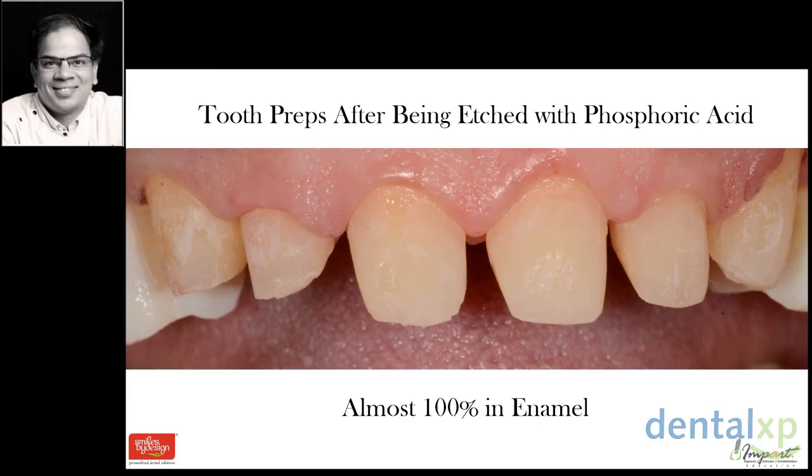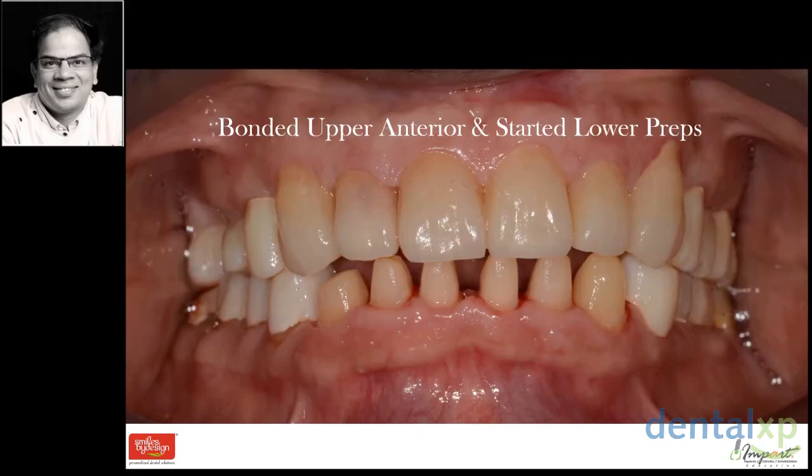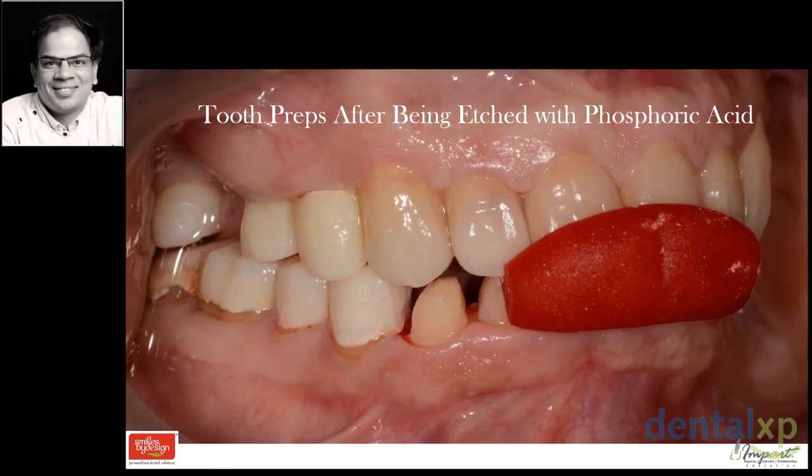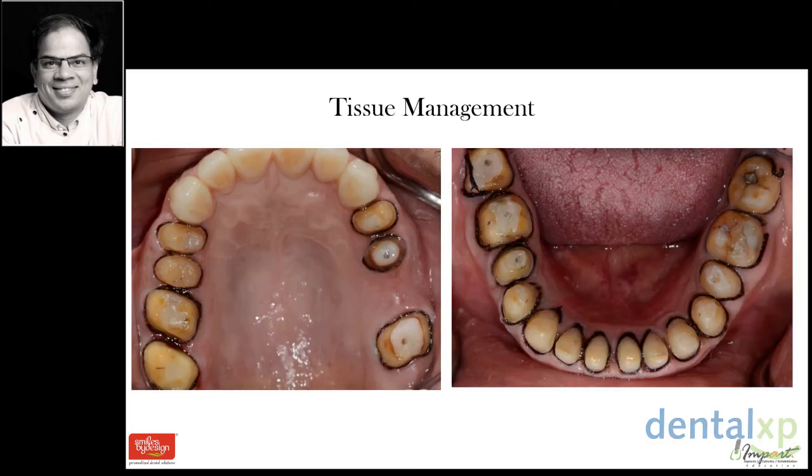Once I bond this, on the same day I go ahead with the measurement of the lobe and then make a Lucia jig to hold the vertical dimension while I remove the posterior provisionals and prepare those too. So now I'm going to do the lower anteriors and all posteriors in the next phase of the treatment.